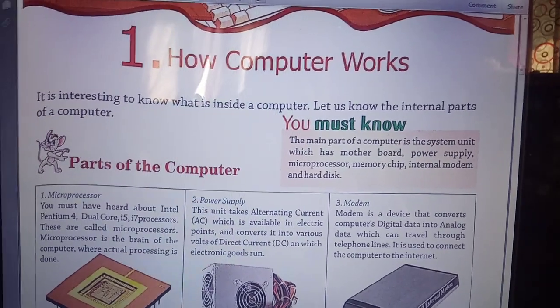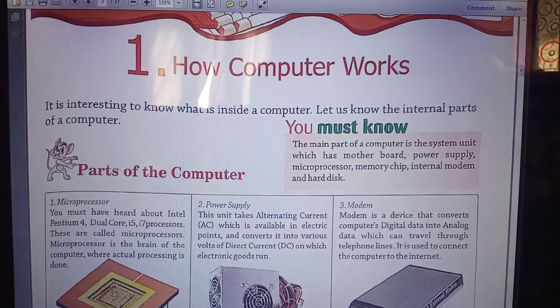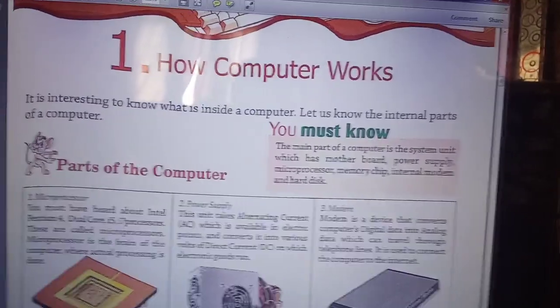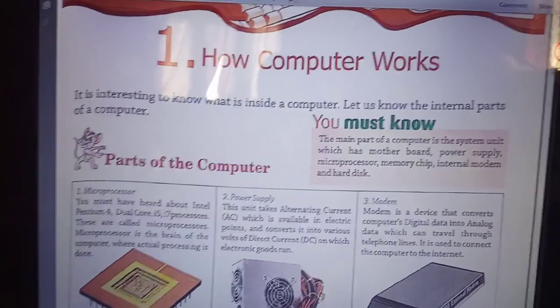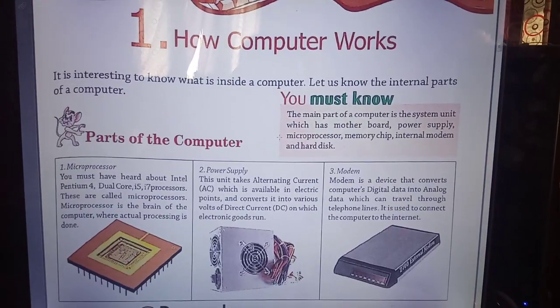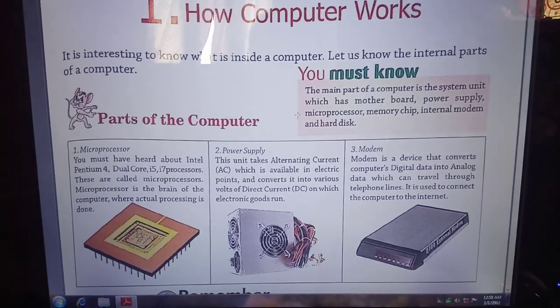Good morning, students. In our last video, we already discussed our first chapter, that is how computer works. Now we are going to revise it. Firstly, we will discuss the internal parts of the computer.